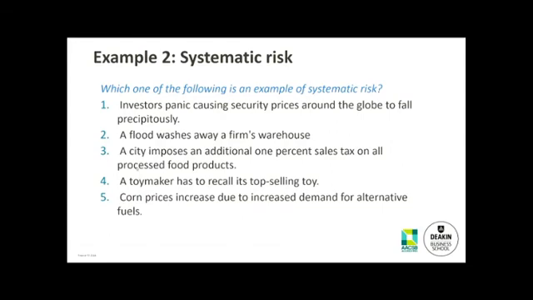Number 3, a city imposes an additional 1% sales tax on all processed food products. So for all companies in that city, it is a systematic risk, because such regulation will affect everyone in this business, in this city. I do have a student who argues with me: Robert, what about a company from another city? If this is the case, it will not be affected.